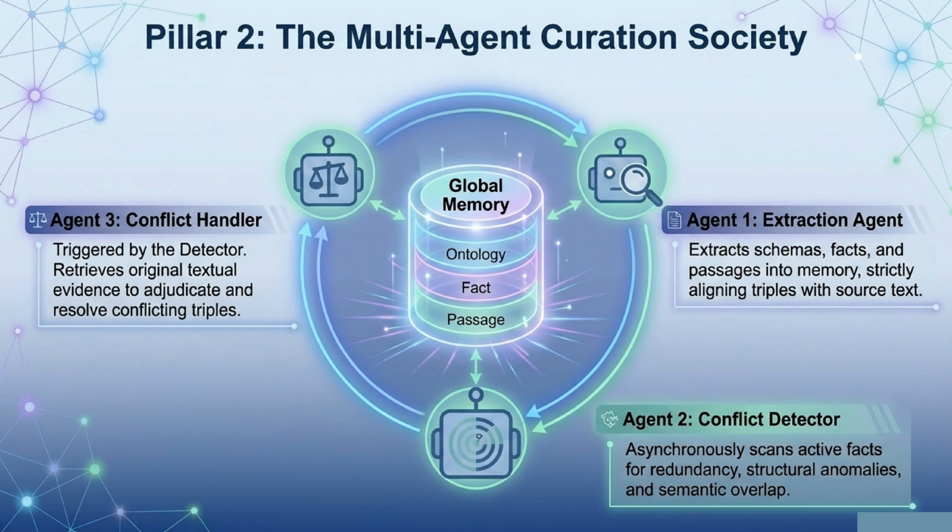Pillar 2 is the Multi-Agent Curation Society. This dynamic loop features three agents: an extraction agent that pulls schemas, facts, and passages into memory, a conflict detector that asynchronously scans for redundancies and semantic overlap, and a conflict handler that is triggered to adjudicate and resolve conflicting triples using the original textual evidence.